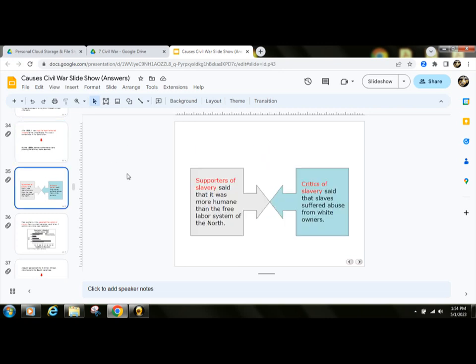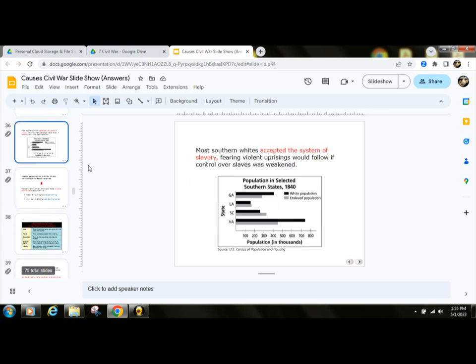Supporters of slavery said that it was more humane than the free labor system of the North. Critics of slavery said that slaves suffered abuse from white owners. So people in the South said, well, the North is no better because they treat their immigrants that work in their factories like dirt. And then the people in the North said that the Southern plantation owners treat their slaves like dirt. So there was blame shifting on both sides.